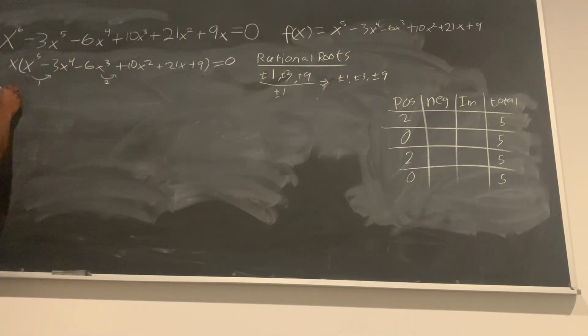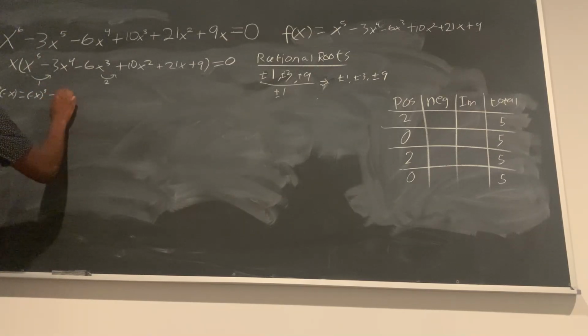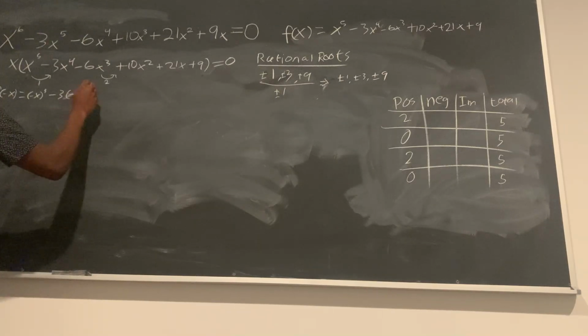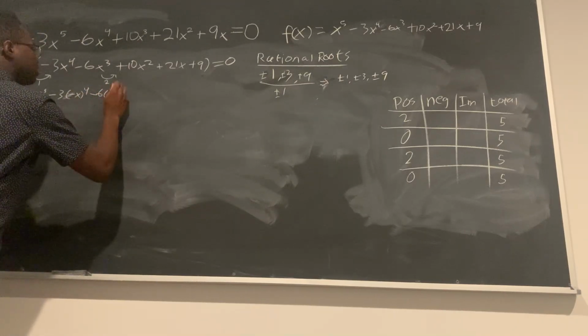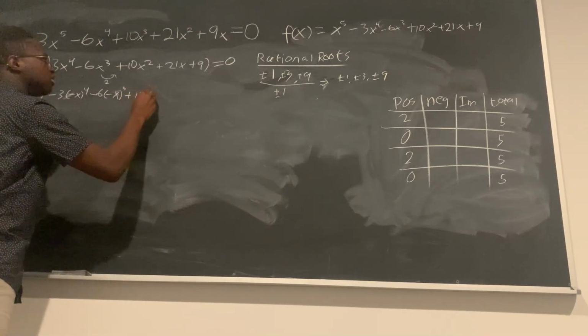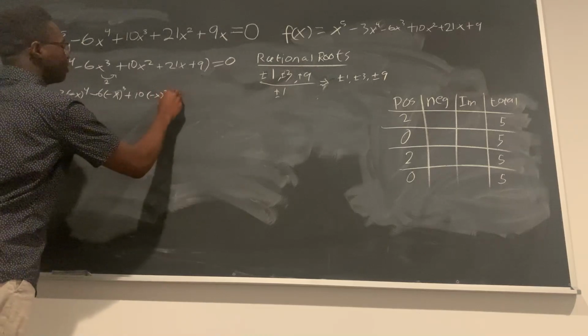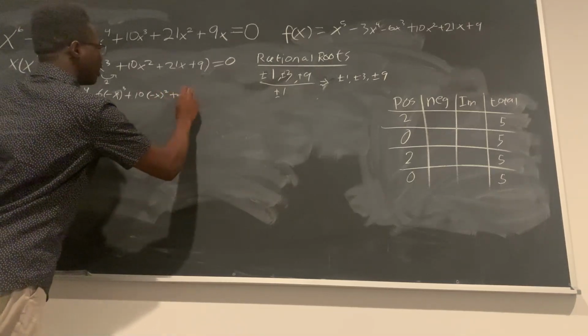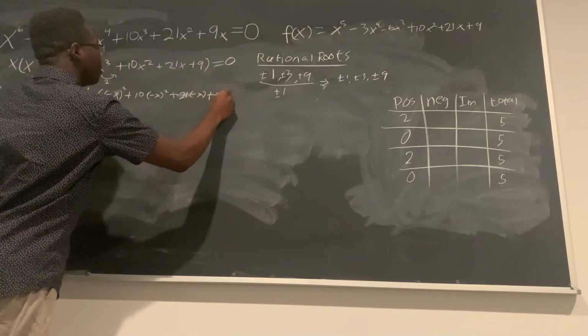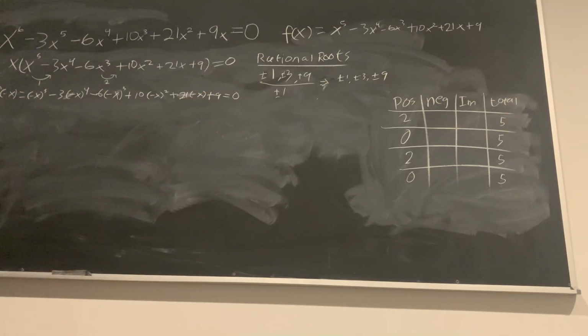So let's do that. F of negative x equals, and we're just looking at this inner function right now, negative x to the fifth minus 3 times negative x to the fourth minus 6 times negative x cubed plus 10 times negative x squared plus 21 times negative x, and then we have our constant plus 9, and this is still of course equal to 0.